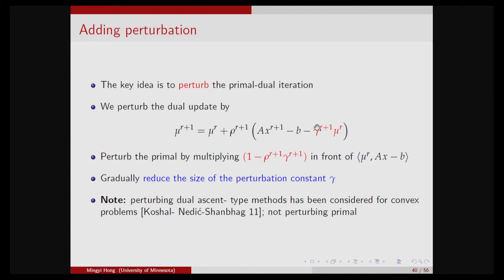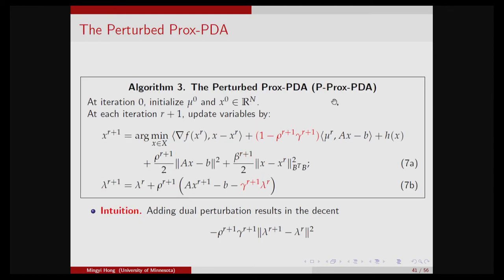So what do I mean by perturbation? I will perturb the dual update by adding this red term. This red term here is a diminishing term. It's the parameter gamma times mu r, where mu r is the dual iterates. So the gamma goes to zero. It's a perturbation that goes to zero. And also we'll multiply the same one minus the same term in front of the primal as well. So you see, this is the algorithm.